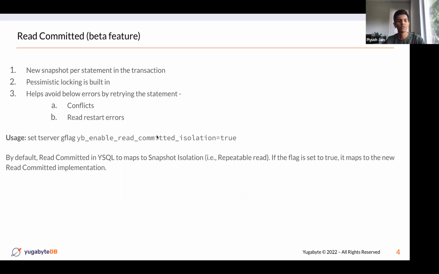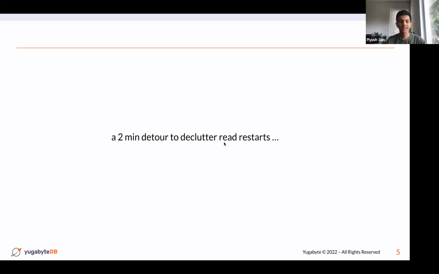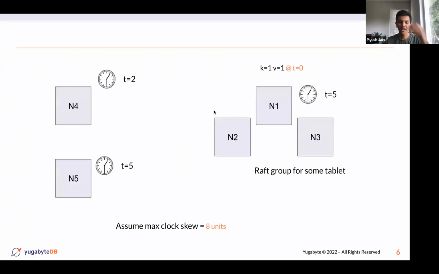So let's move on to read restarts. This is the interesting part here. Most people have seen this at some point with Yugabyte. Let's declutter this. Let's say we have a cluster of nodes. I've just shown 5 nodes here. Now there's some real time in the world as we speak. It keeps moving ahead. There's some real time, but computers use some physical clock, right?